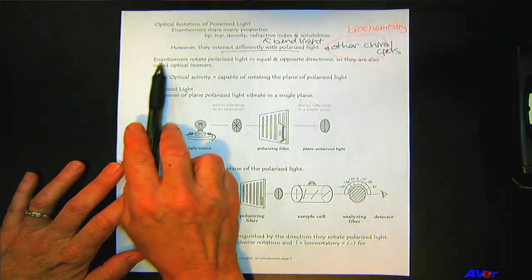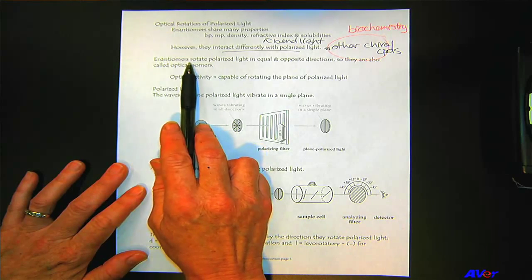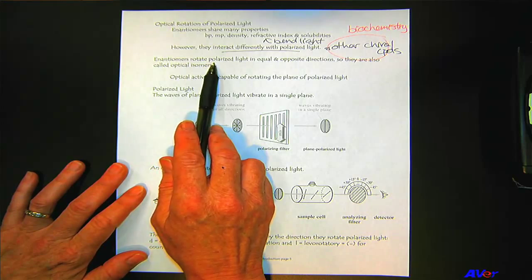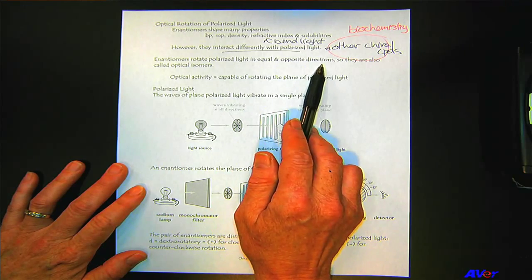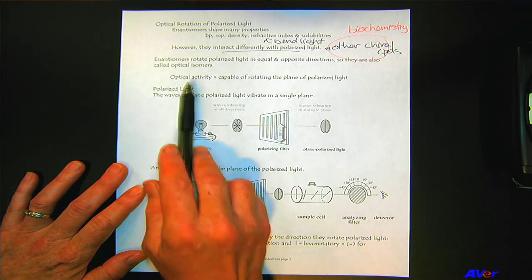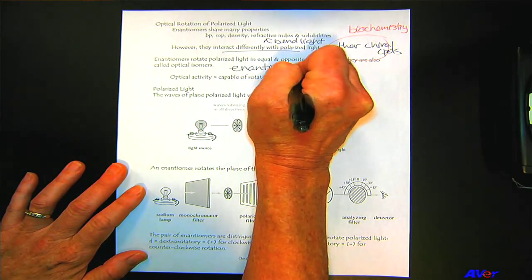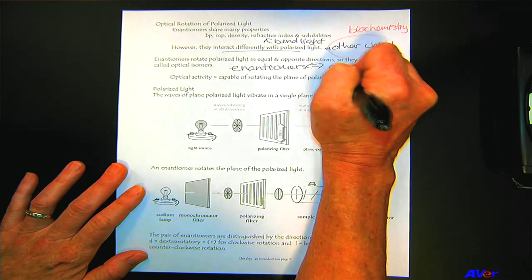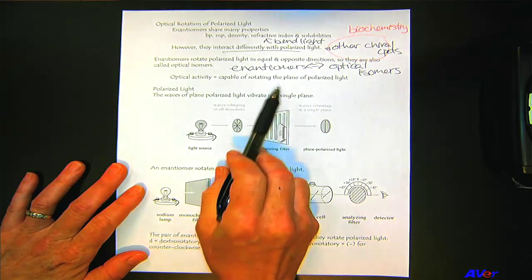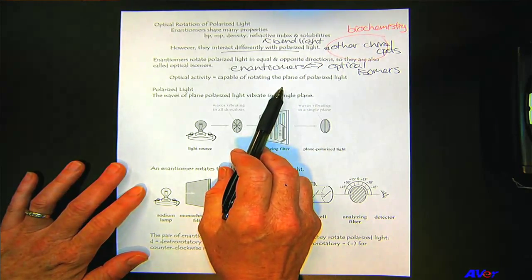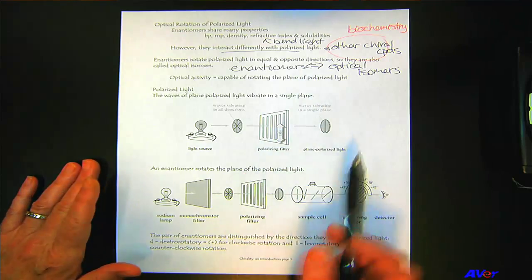So let's look very briefly at this idea of polarized light. Because if we have a chiral carbon, we get a pair of enantiomers, and they are going to rotate light in equal but opposite directions, all right? And so sometimes enantiomers are called optical isomers, because of this interaction that they have with plane polarized light. So mostly this is in here for vocabulary, and it's just good to learn about light.